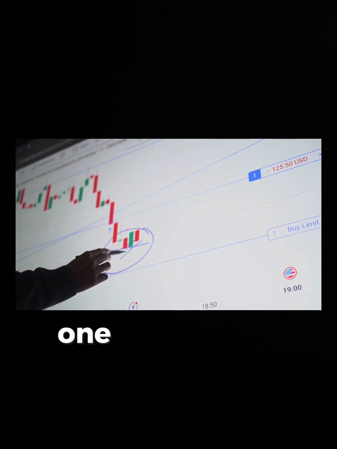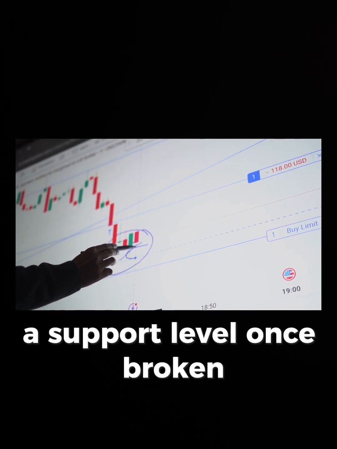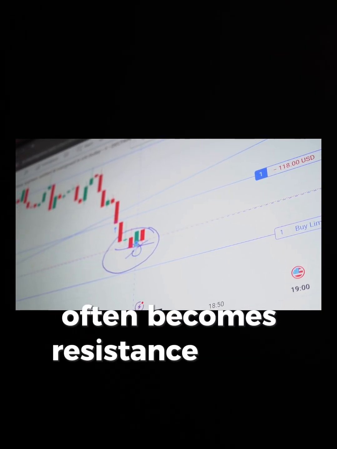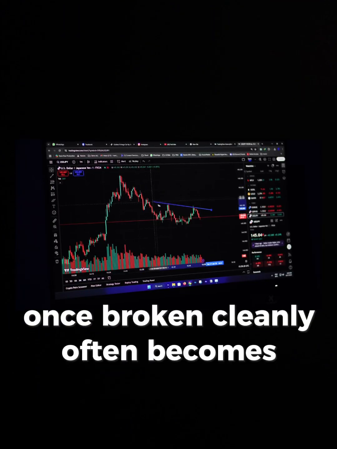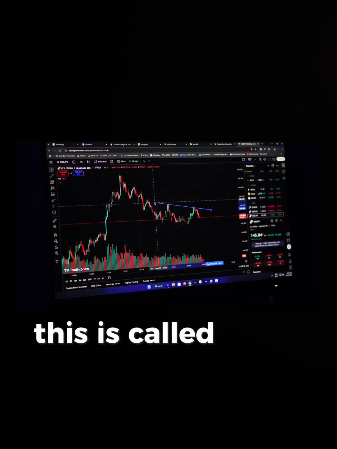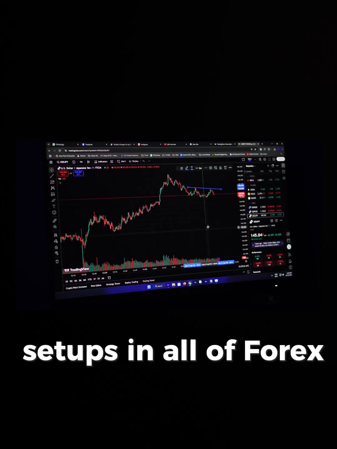One more thing, levels flip. A support level, once broken, often becomes resistance. And a resistance level, once broken cleanly, often becomes support. This is called a role reversal, and it's one of the most reliable setups in all of Forex.